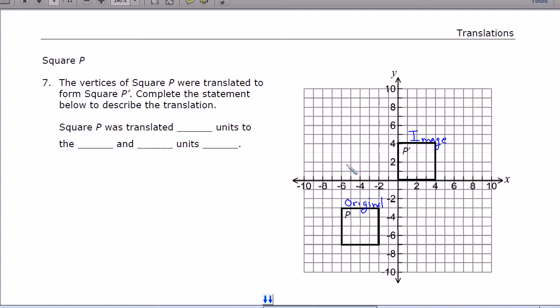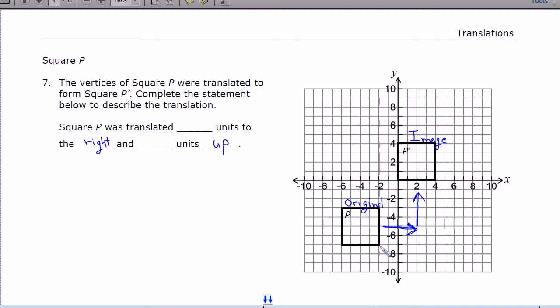So I know some of you are going to be tempted to do what I just did. I want you to first move left or right. So first we're going to say it moved to the right and then it moved in the up direction. So it was translated how many units to the right? We don't know how many units yet because we haven't counted. But we do know it moved right. And how many units which way? Up. So these two numbers are the ones we're going to have to count.